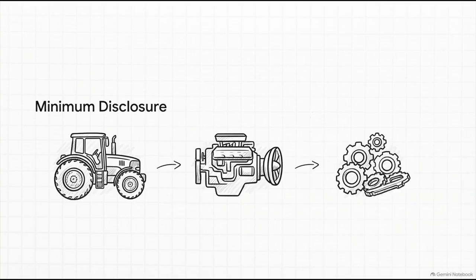A giant earth-moving tractor is vastly different from a tiny engine valve, right? So to make sure the data is actually accurate and comparable, the standard requires companies to break these units down into 3 minimum disclosure categories. We've got vehicles and agricultural or construction equipment, then engines and power generation equipment, and finally parts and components. This is brilliant because it stops companies from lumping massive energy-intensive machines into the same bucket as tiny, easy-to-produce parts, which would just totally skew your normalized data.